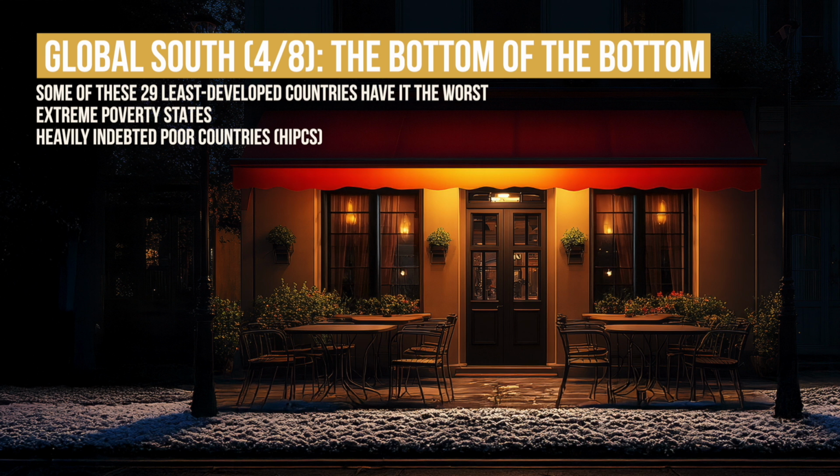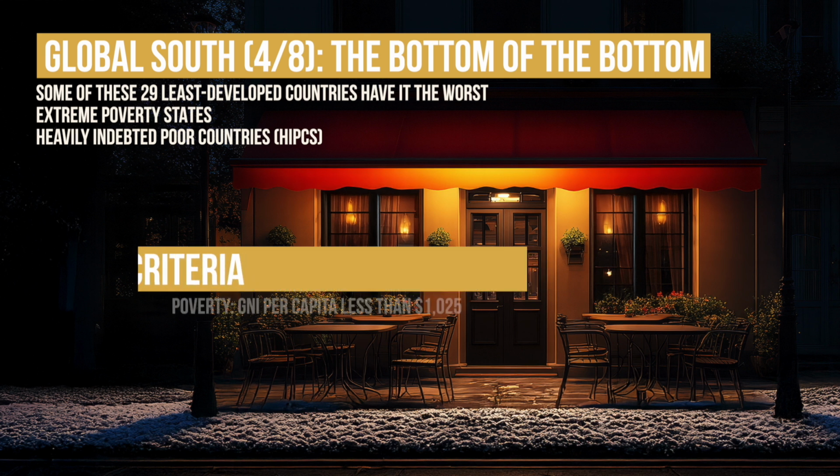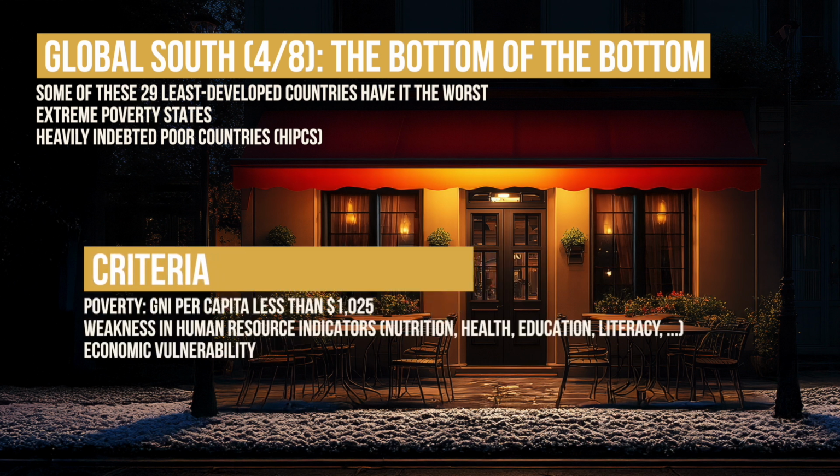Let me put it this way. The UN uses three main criteria to come up with a list of least developed countries. Income per capita is one. Overall economic vulnerability is another. Availability of human resources like nutrition and education is the third criterion, but these are separate concepts.